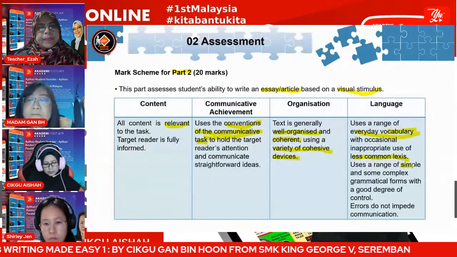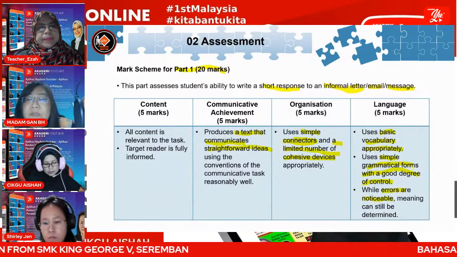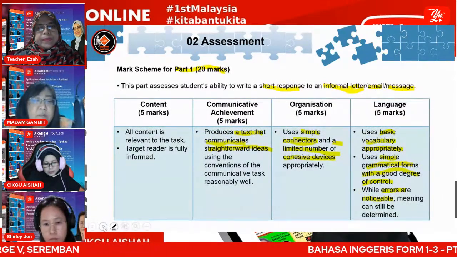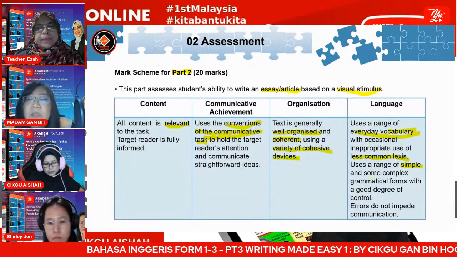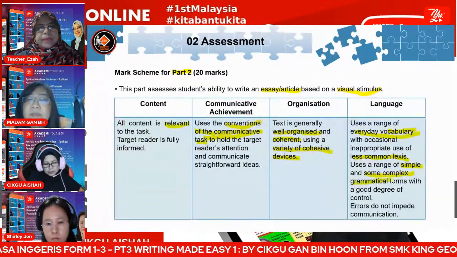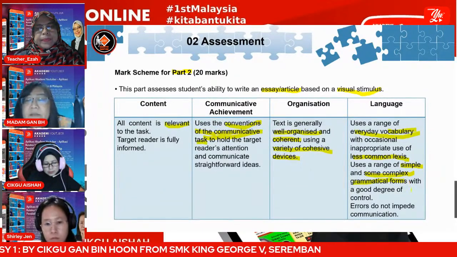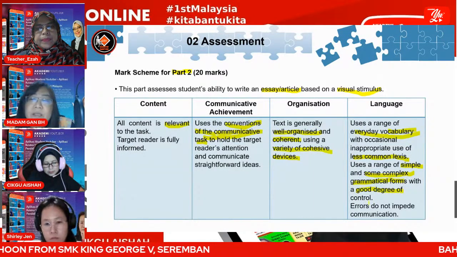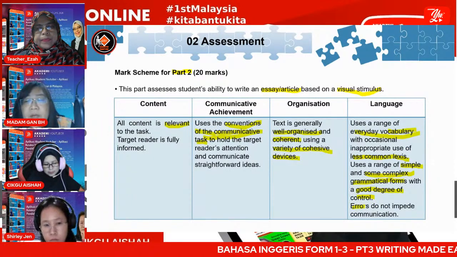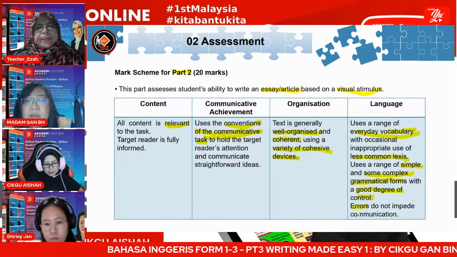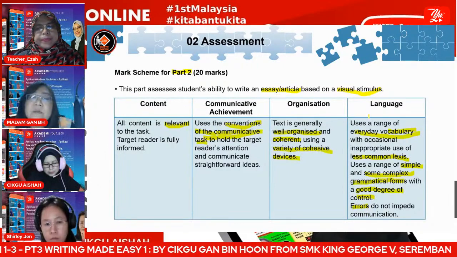And then just now we only had simple sentences. If I go back, you can see here simple grammatical forms, simple sentence structure. But when you go to part 2, we want you to be able to write simple and also some complex grammatical forms. So we want both simple sentences and complex sentences. Then you must be able to write correctly, because that's why it is called with a good degree of control. If you have errors, don't worry. If we can understand despite the errors, you can still score 5 marks.